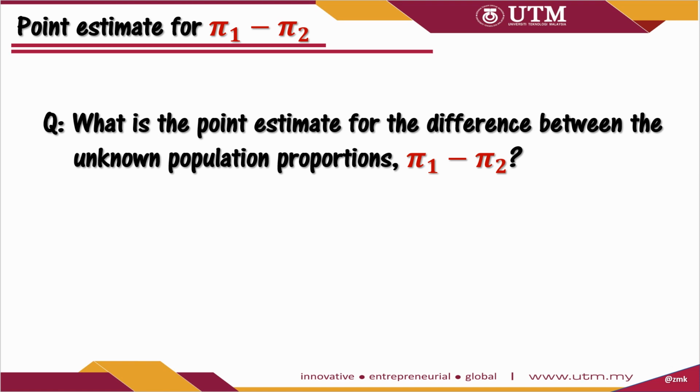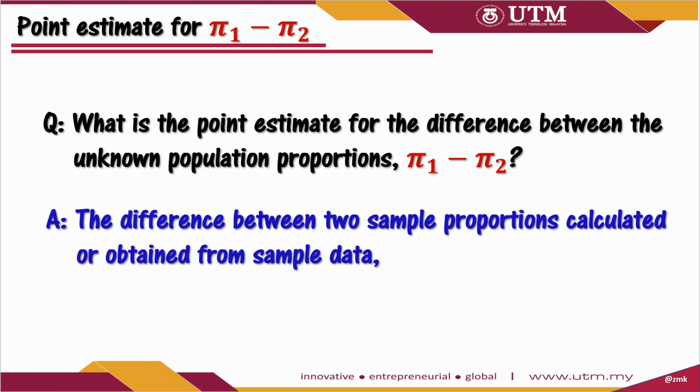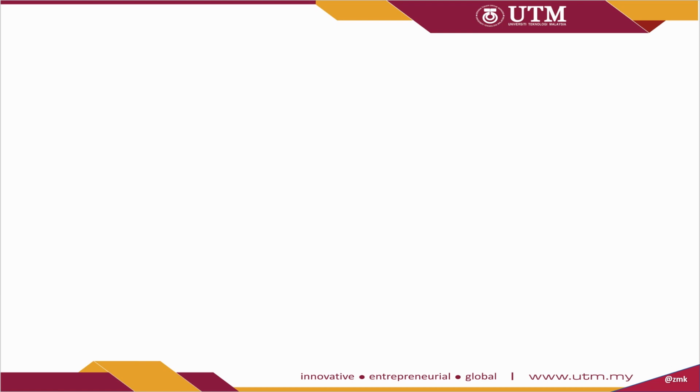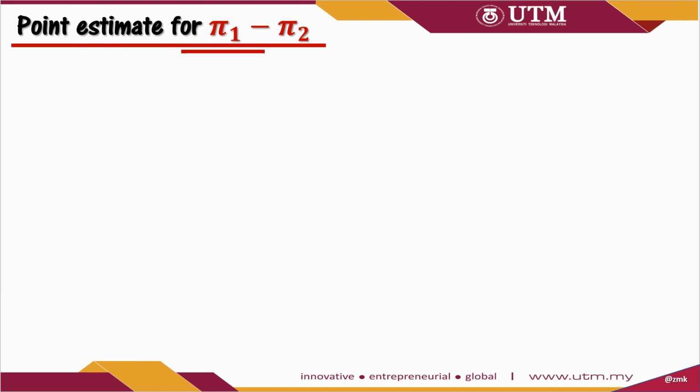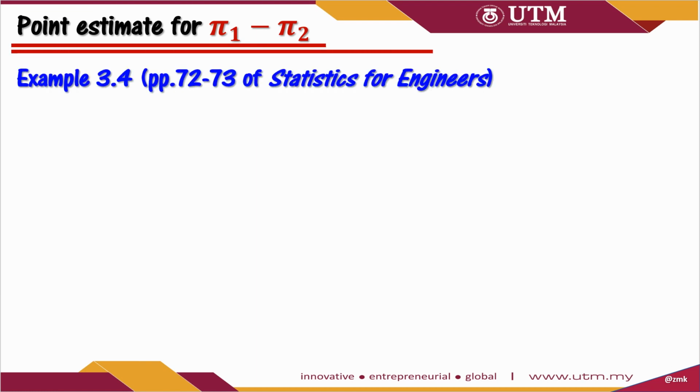The answer to this question is quite simple. The point estimate for pi1 minus pi2 is the difference between the sample proportions calculated or obtained from sample data, denoted by p1 minus p2. Please refer to example 3.4 from the Statistics for Engineers textbook, pages 72 and 73, for an example on finding the point estimate for pi1 minus pi2.